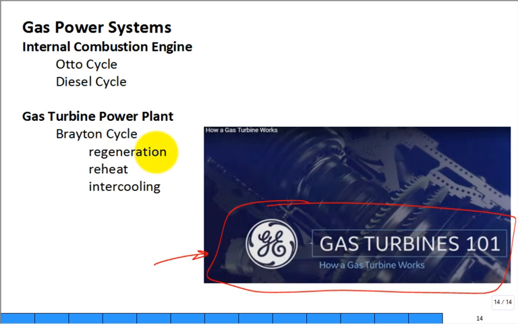Next time, we'll move into regeneration, reheat, and intercooling. Two of these three enhancements to the efficiency of the cycle you've seen before. Which two of these three enhancements have you seen before for the vapor power cycle? Regeneration and reheat. Do you think they're motivated by the same principle that we motivated in the vapor power cycle? Yeah, the same type of system. So please look ahead, read ahead, and watch a few videos. Thank you for your attention.